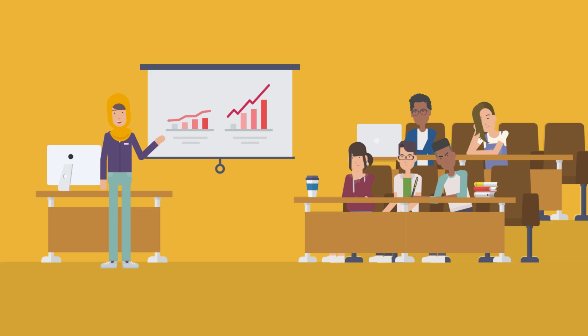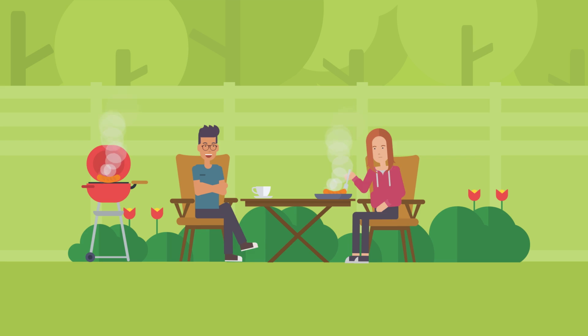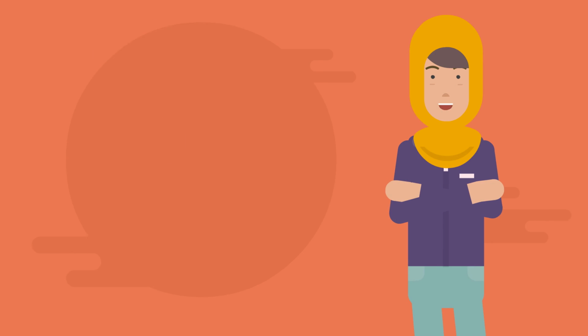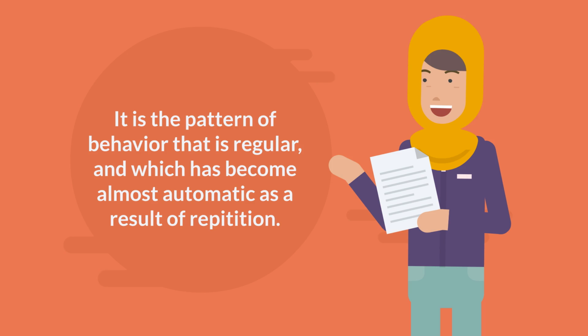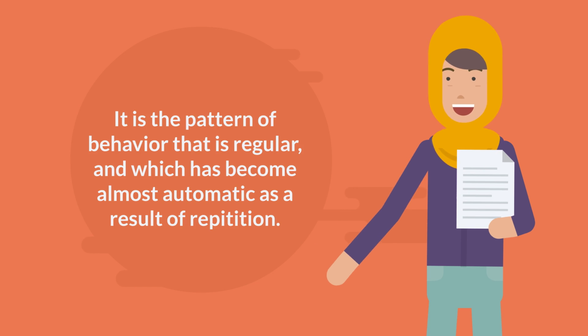Behaviorism is based on the idea that first language acquisition and second language acquisition are determined by the environment, meaning the environment that the learner is surrounded by plays a big role when acquiring language, whether it's at home or at school. Language learning is a process of habit formation. Habit formation is the pattern of behavior that is regular and which has become almost automatic as a result of repetition.